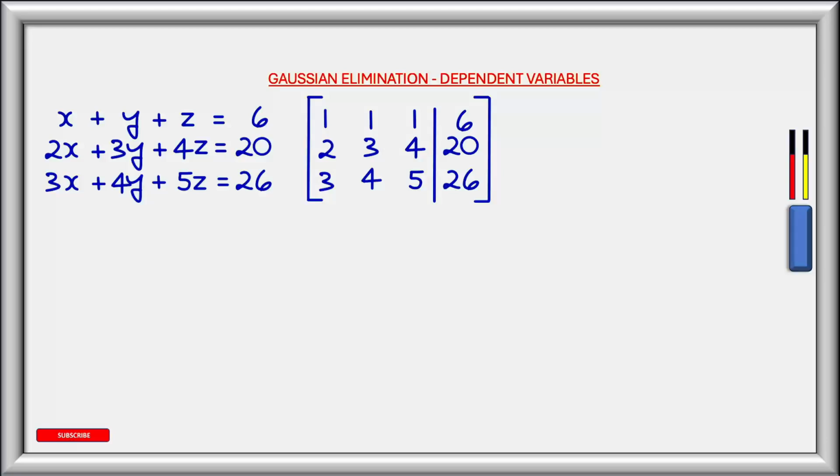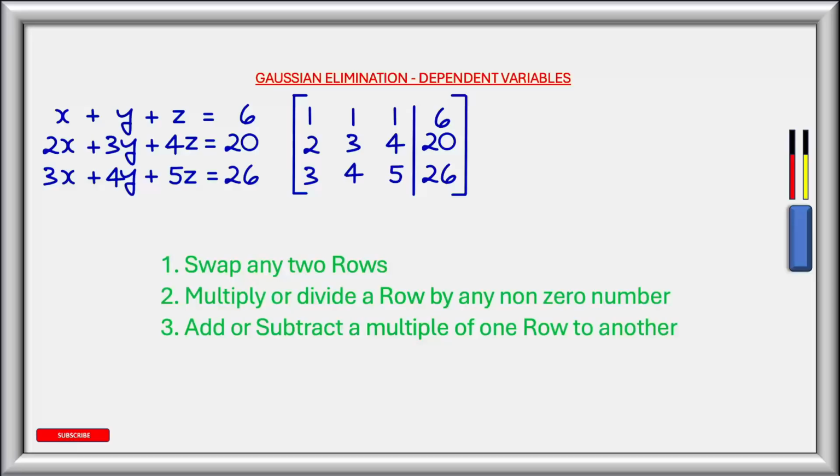Now that we have our augmented matrix, our goal is to get it into reduced row echelon form. This means that we want to create leading ones along the diagonals with zeros below. To manipulate this matrix without changing the actual underlying maths, we are bound by rules. Using Gaussian elimination, we can perform the following row operations. So we can swap any 2 rows, we can multiply or divide a row by any non-zero number, and we can add or subtract a multiple of one row to another. So let's apply this to our augmented matrix.